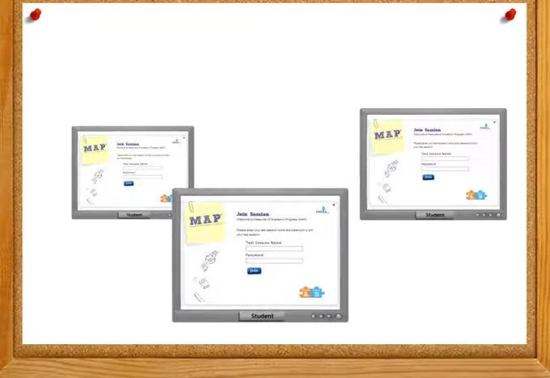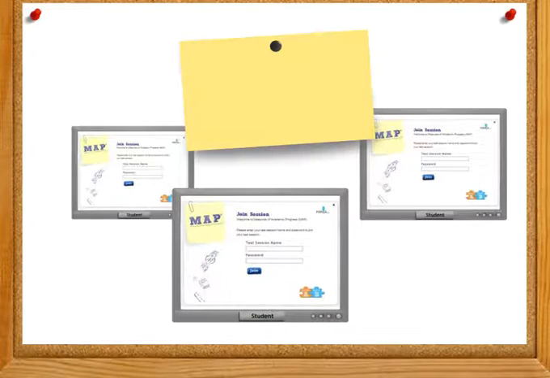When it's time for the actual test, I lead my students to the computer lab where a proctor takes over. The proctor is both a person and a role within the MAP software. This role has system permissions to set up and supervise tests.